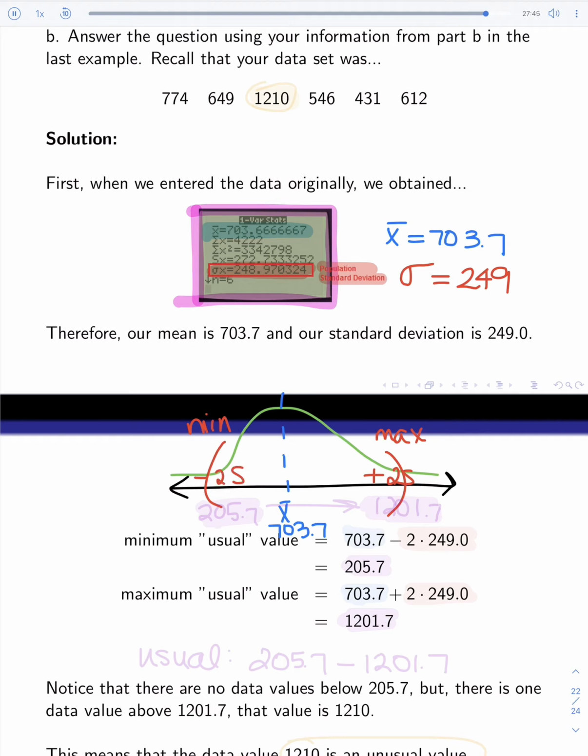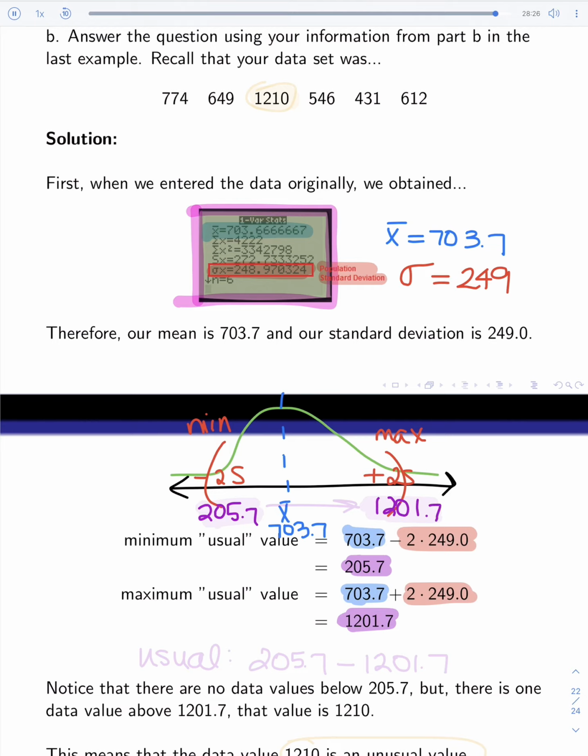But remember, we have to do that first. We have to do the multiplication first, the 2 times the standard deviation first. Then we'll add or subtract it from the mean, just like before. So when we add or subtract the 2 standard deviations from the mean, the first value we get is, let's see, 205.7. That's when we subtract 2 standard deviations from the mean. That's 205.7. And on the upper end, when we add 2 standard deviations to the mean, we get 1201.7.